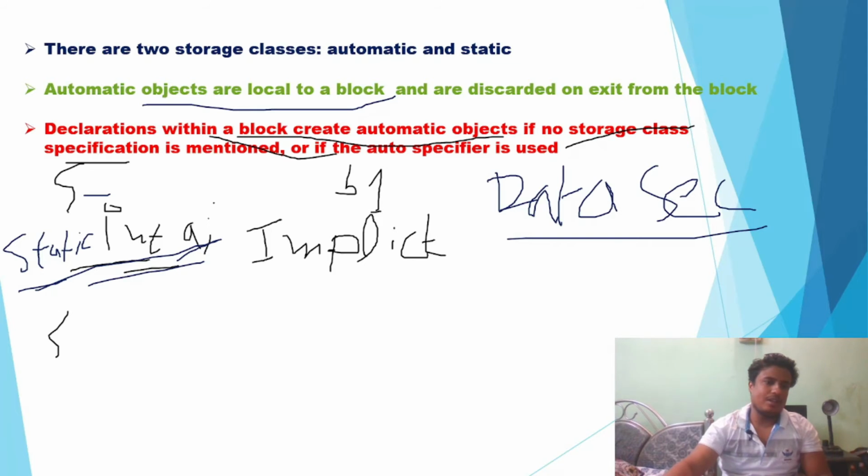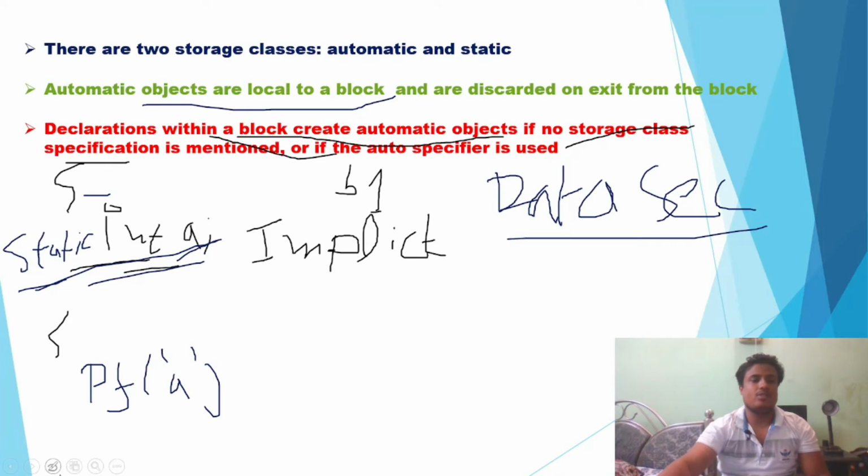Now in this case, if you try to access this variable, suppose we want to print this variable with printf, it will not show any error. This is correct, there is no error. Why? It is stored in the data section and no one can modify it unless you explicitly define something.